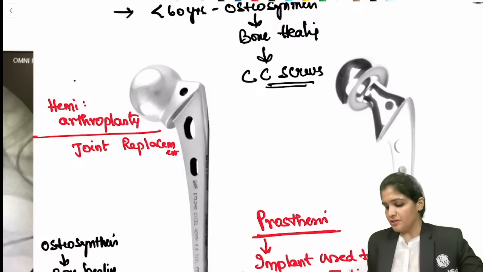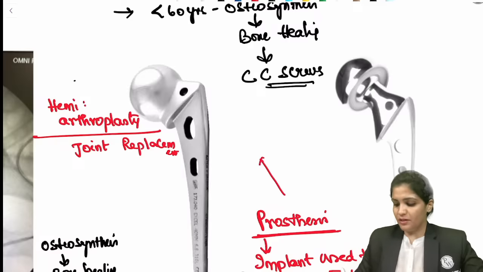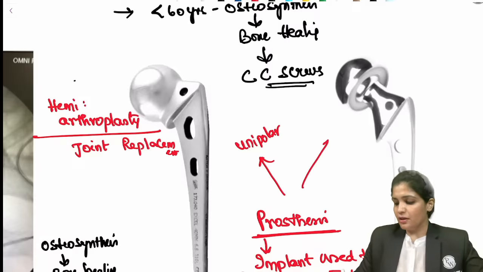The anatomical part is called the prosthesis. There are two types of prosthesis. One is your unipolar prosthesis and the second one is your bipolar prosthesis, right? Why is it called unipolar and why is it called bipolar?